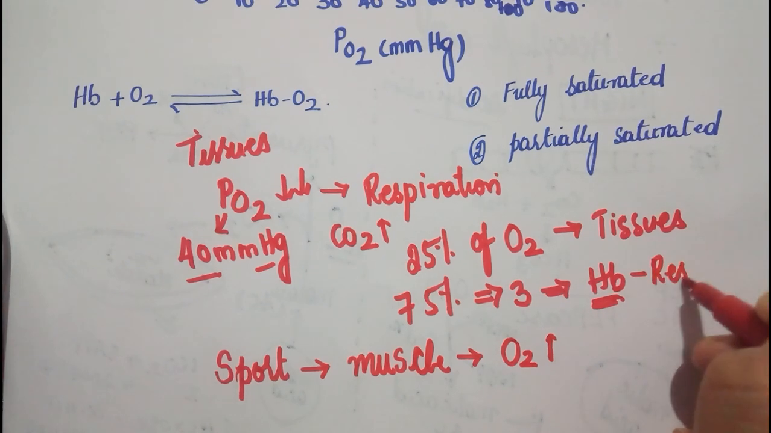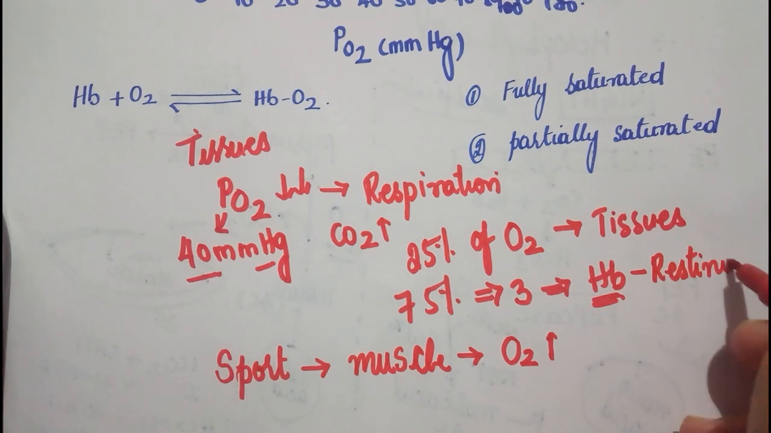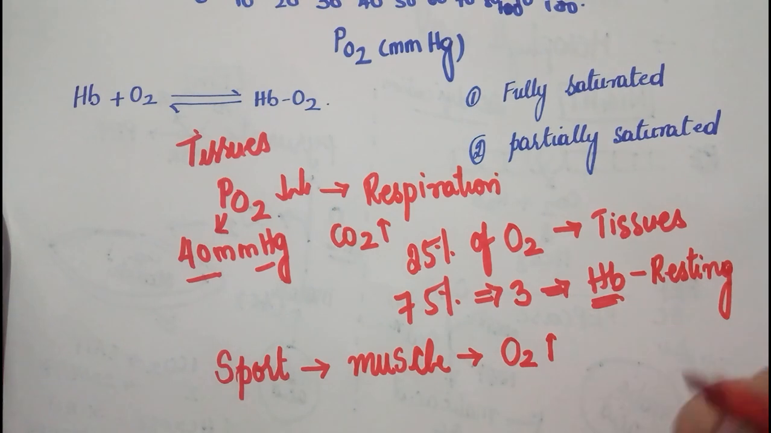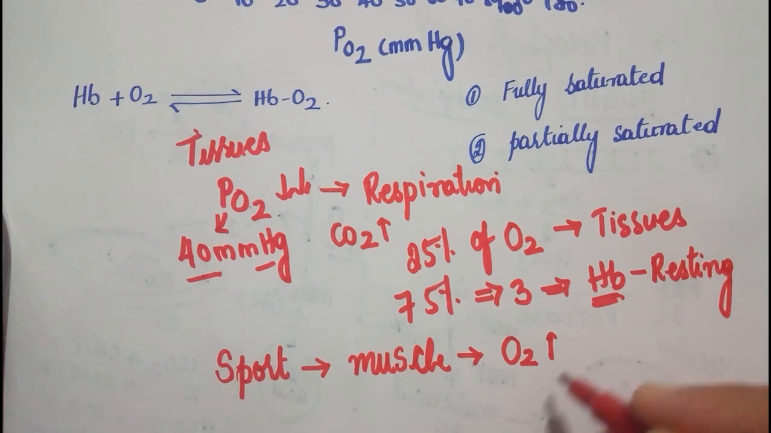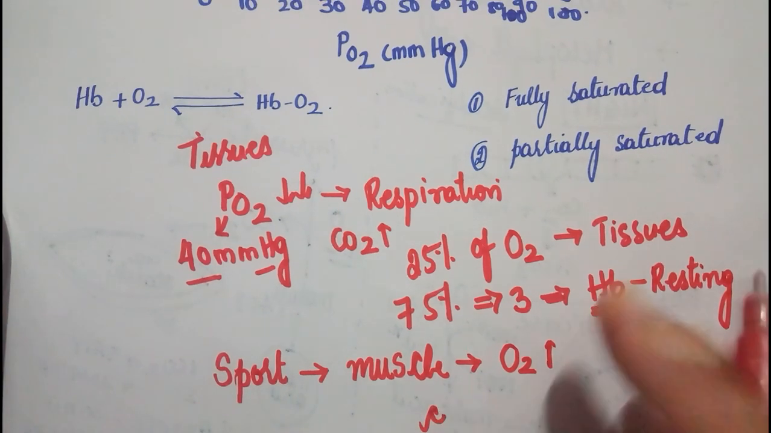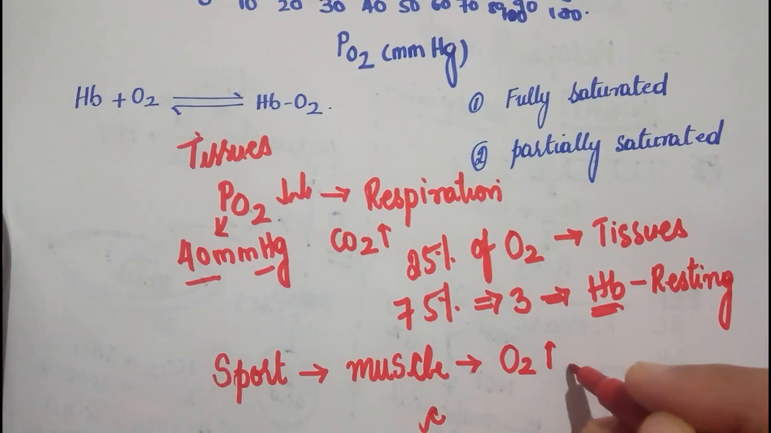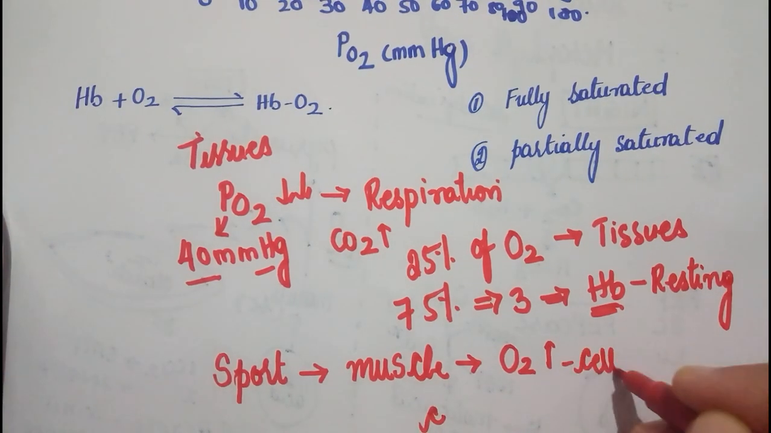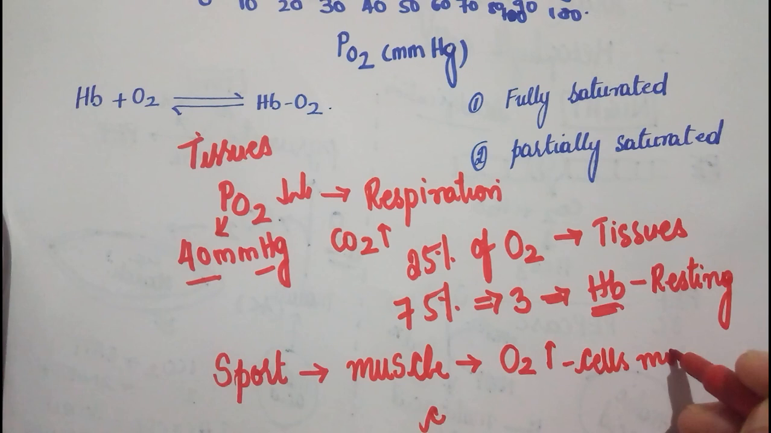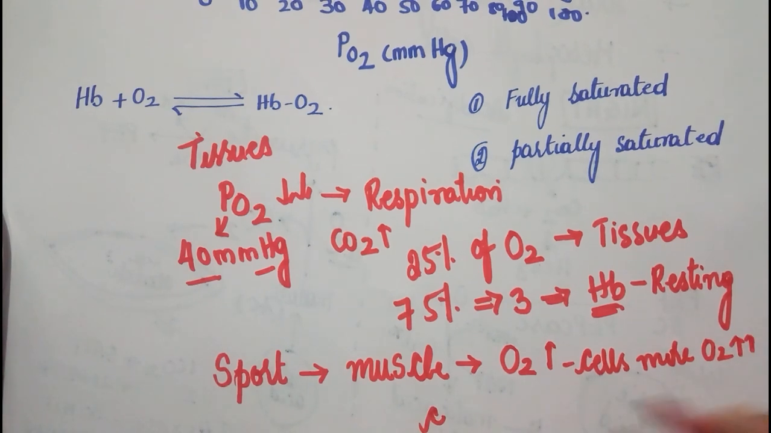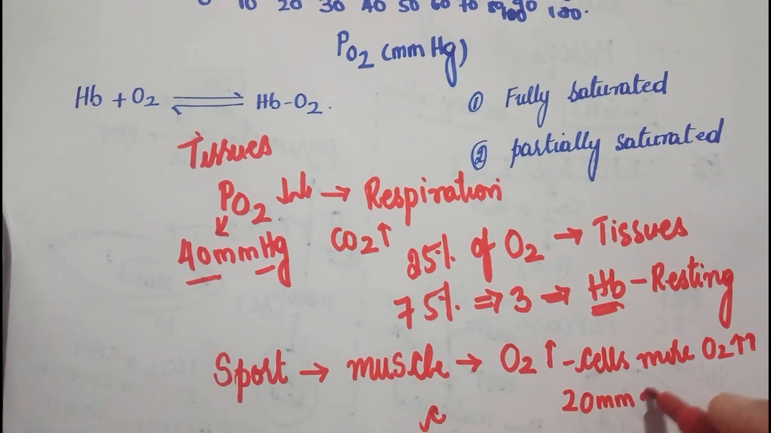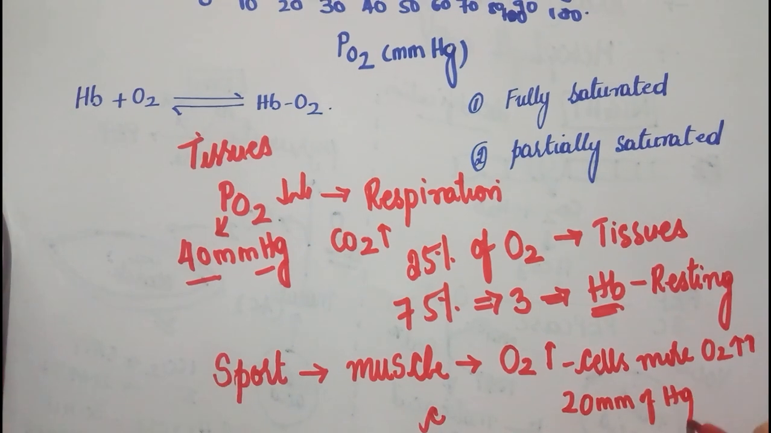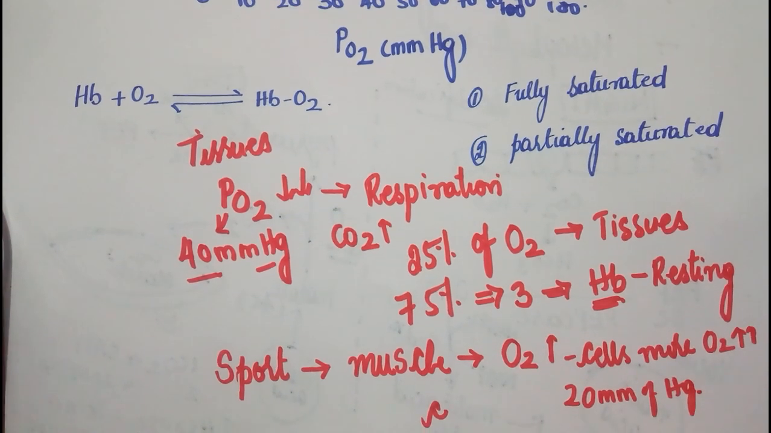This we are talking in the resting condition. Obviously the oxygen demand is going to be more. So cells use up more amount of oxygen. When the cells are using up more oxygen, the partial pressure in the cells drops down to, let us take maybe 20 millimeters of mercury.